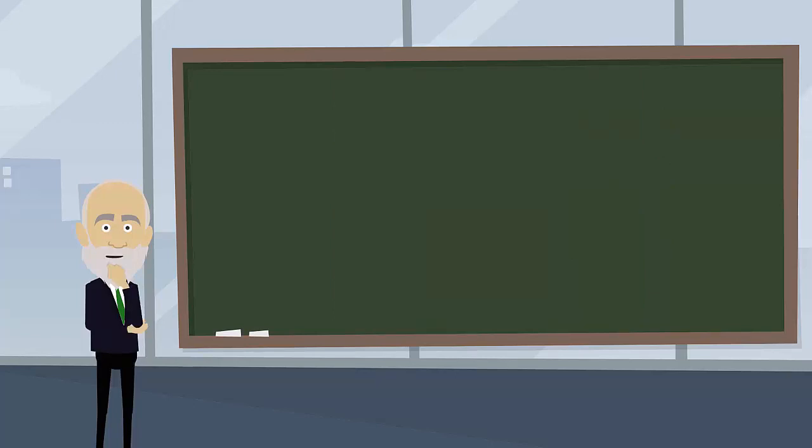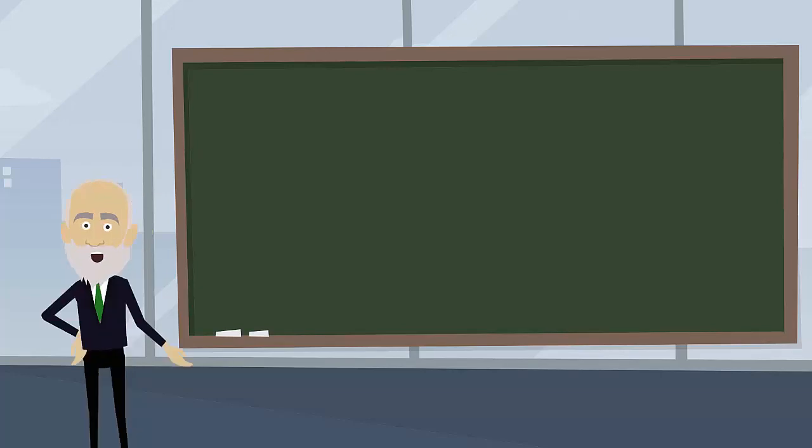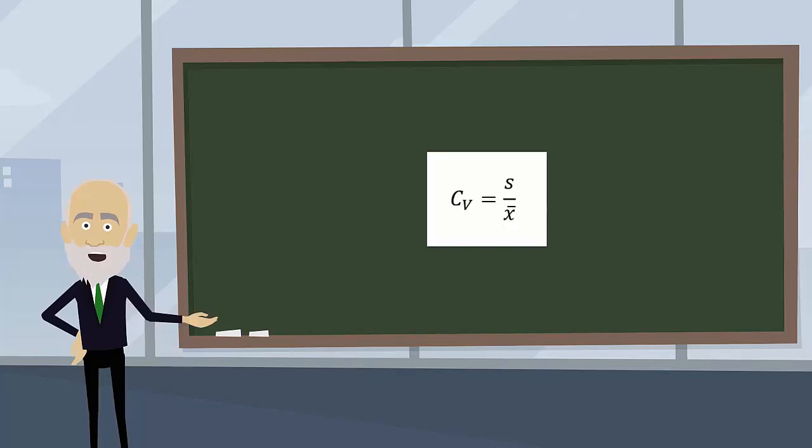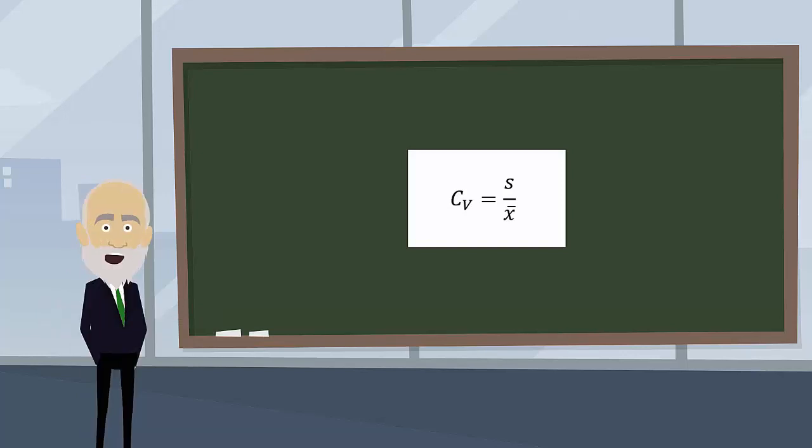Now, I would like to talk about a second concept: the variability of demand. To measure the variability of demand, we use the coefficient of variation. The formula for obtaining the coefficient of variation is very simple: the standard deviation divided by the mean. Now, let me illustrate to you the usefulness of this concept.